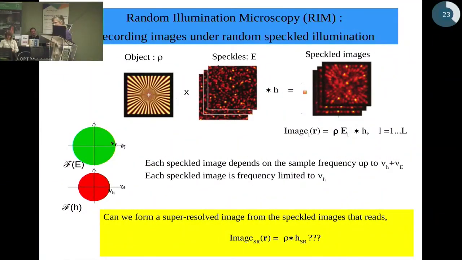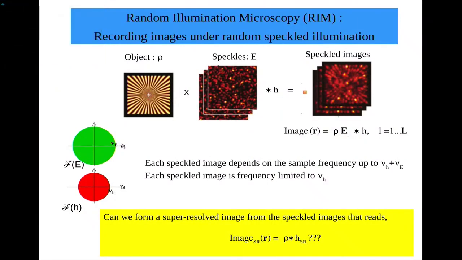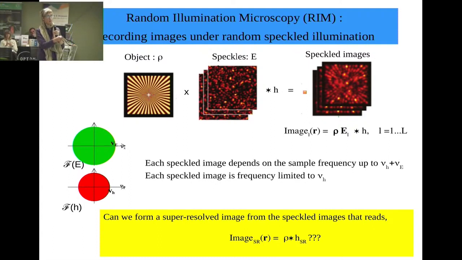Okay, so what is the principle? The principle of this technique is the following. Let's say you have your object here, it's a star, fluorescence density, and you illuminate it with a lot of random speckles. Those speckles are completely unknown, and they come from a diffuser, and you have multiple of them. And so you obtain multiple speckled images, which are, of course, rho times the speckle convolved by h. So you have many low-resolution images. You know that each of those speckled images depends on the sample frequency up to nu h plus nu e. And this is the first part of the course. But each speckled image is frequency limited to nu h.